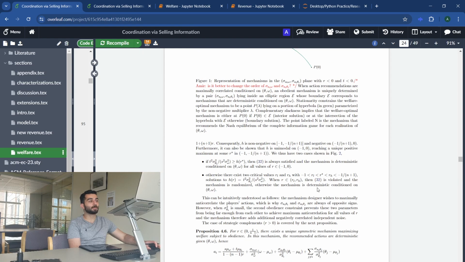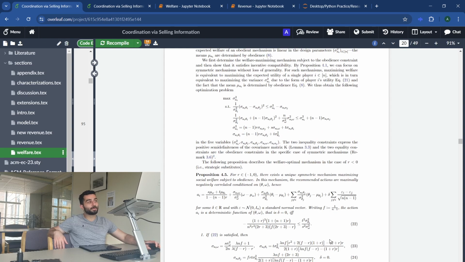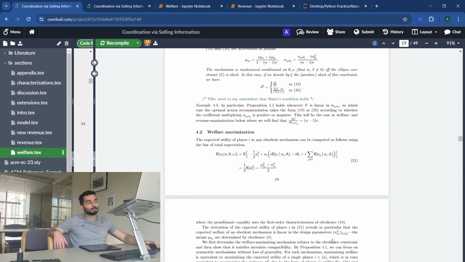Not revenue but welfare. In optimal welfare, where are you? Okay, it is it. Perfect. And expected of ui is mu ai squared plus sigma ai squared over 2 minus t sigma ai theta I over 2 minus t mu ai squared sigma theta I squared over 2 sigma ai theta I. Perfect.